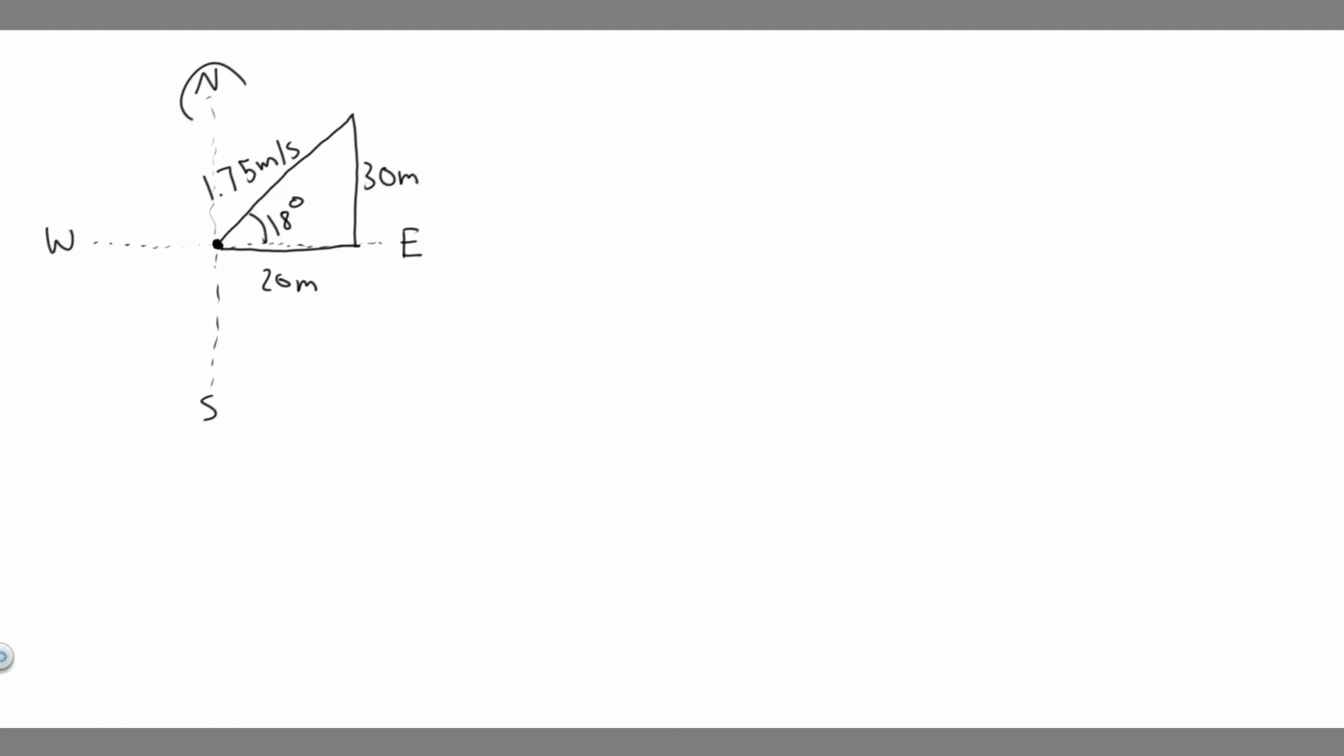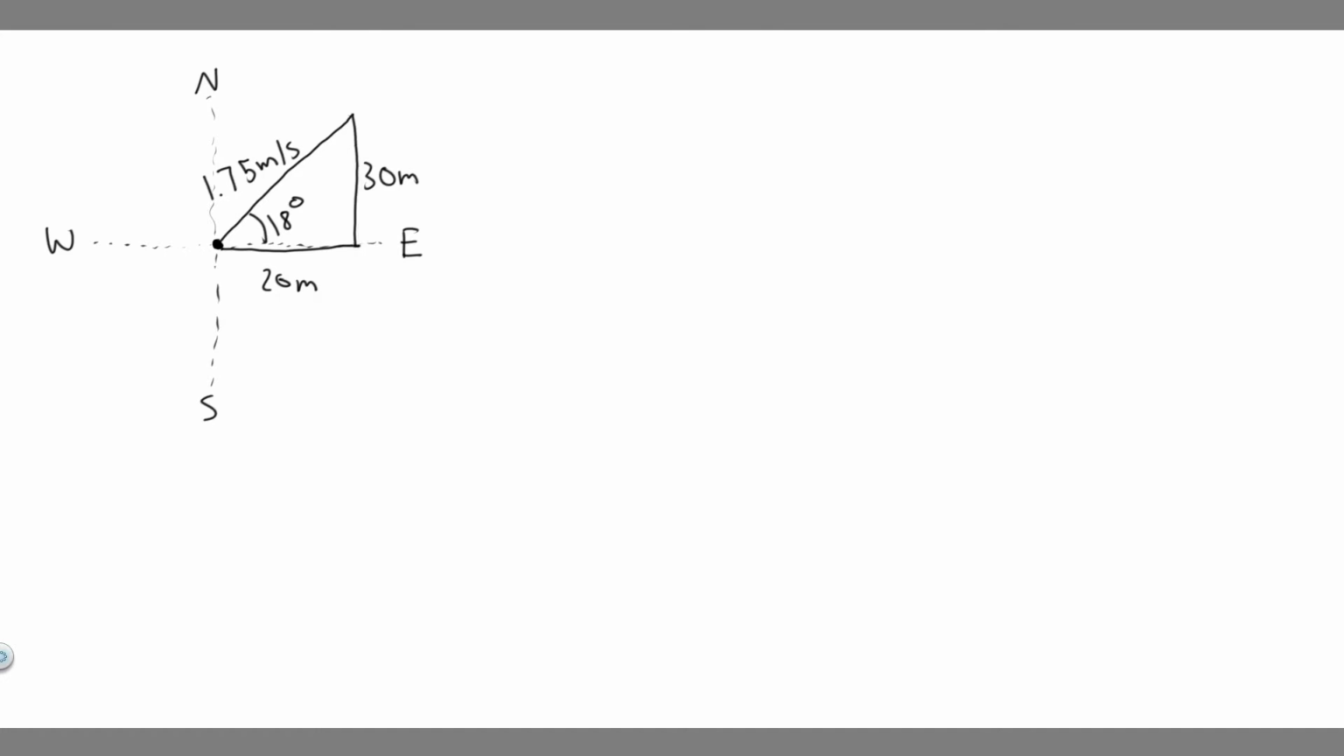So we have the directions north, east, south, west. And so the student is going to be walking to class at 1.75 meters per second, 18 degrees north of east. So we go up 18 degrees north of the east direction. So that's what we've got going on. And so what we're trying to do is find how long it's going to take us to go 20 meters east and then 30 meters north. So what we're trying to do is solve for time.